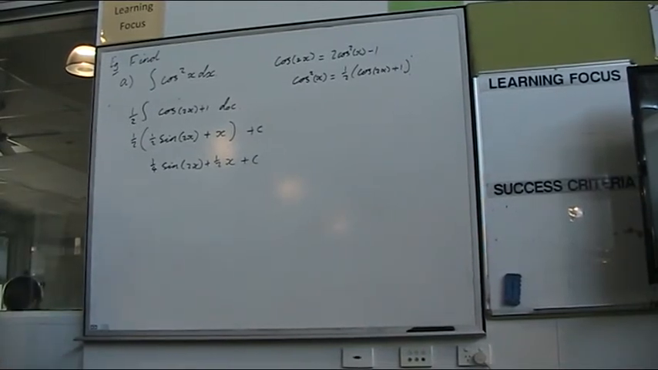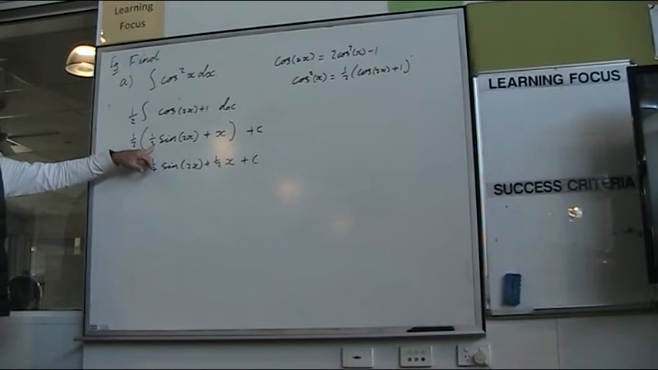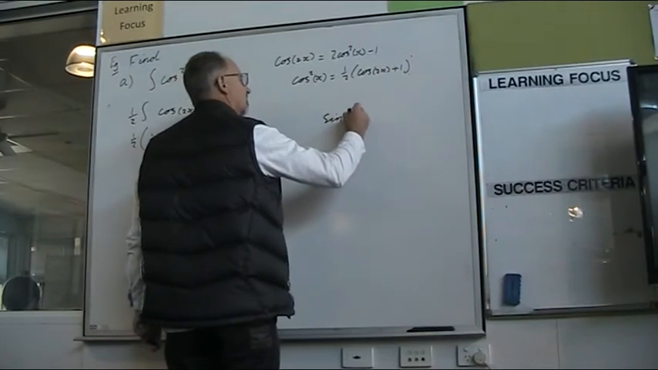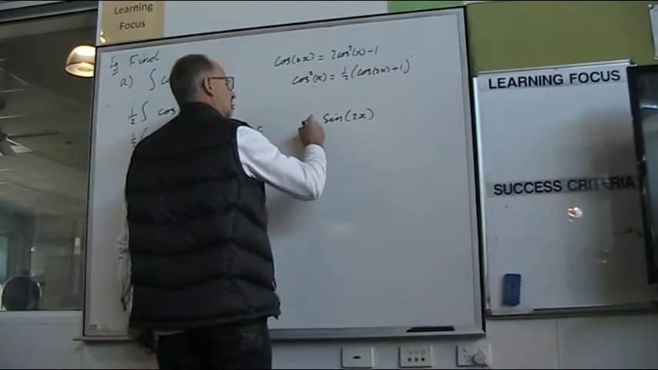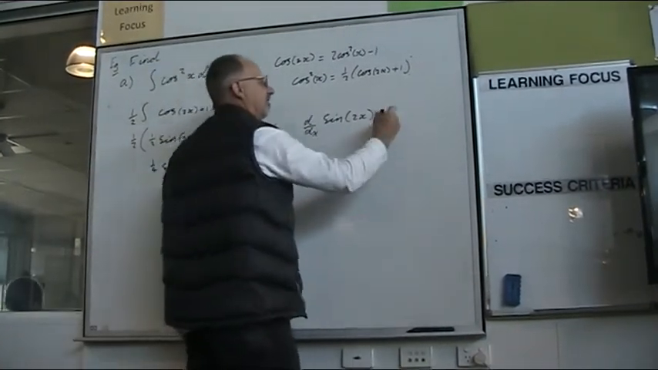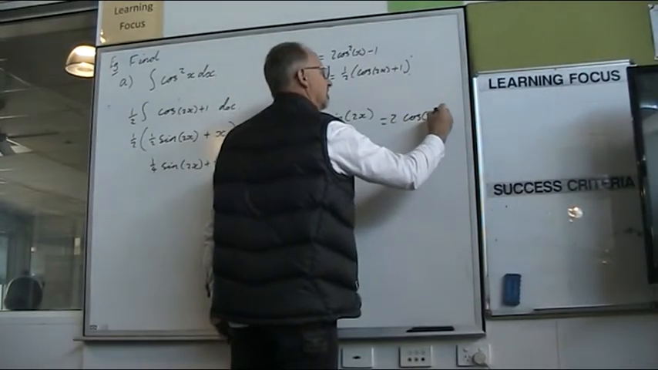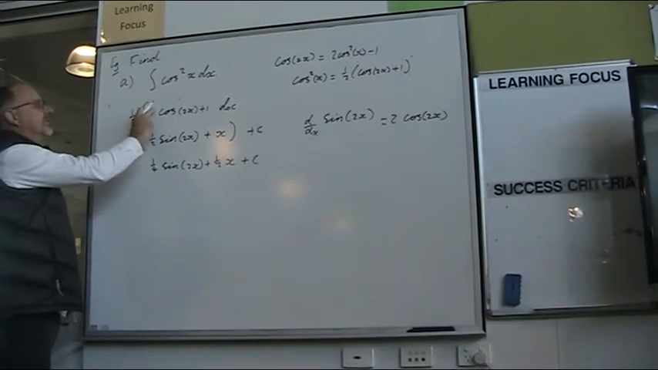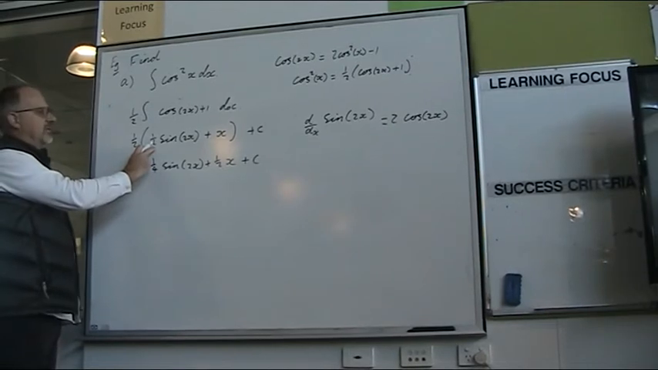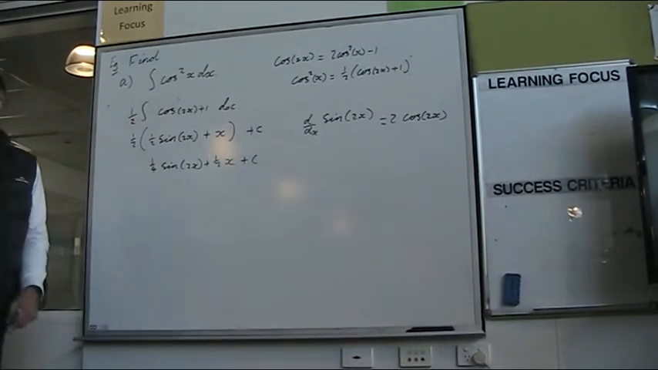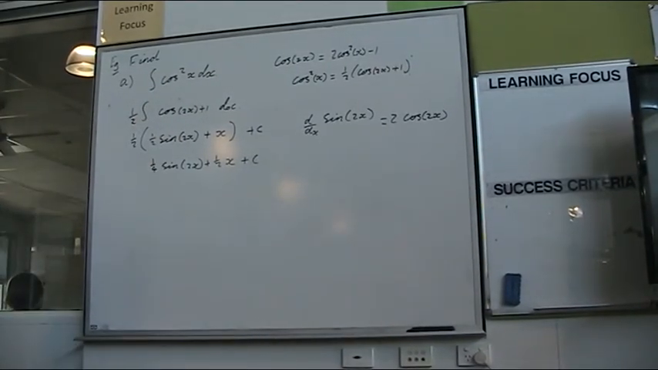There's a half on the inside. Which half where? This one? Yeah. Because when you differentiate sine 2x, what happens? Doesn't this 2 come out the front? It changes to cos. So when we haven't got the 2 here, that's why we need the half. So when we go back, that half becomes this 2. Yeah?